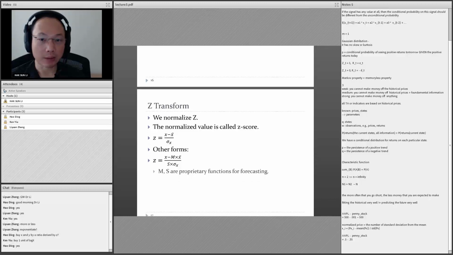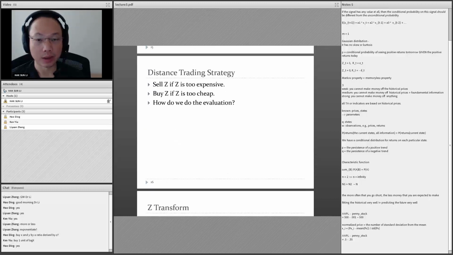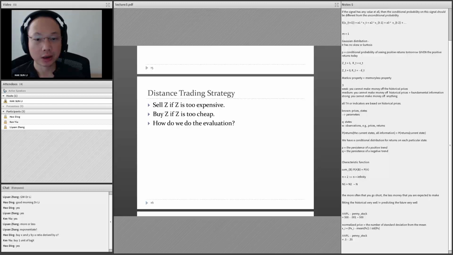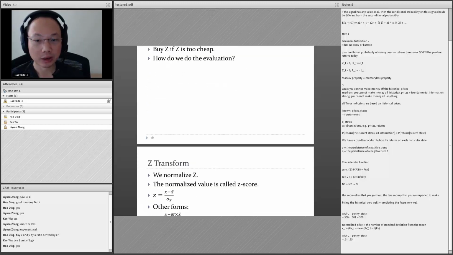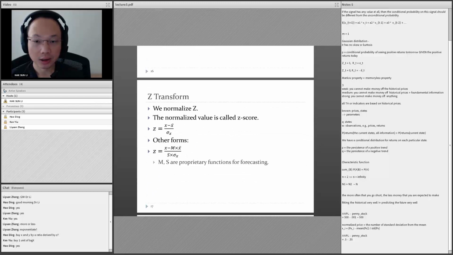So here I talk about when Z goes above 2 standard deviations, we sell. When Z is below 2 standard deviations, we buy. When we talk about the price of the synthetic asset, in order to evaluate whether this is expensive or cheap, we again do a normalization of the Z price. It's called a Z score, just a fancy name for the number of standard deviations from the mean. You see, this is exactly what I got here: the current price minus the mean, divided by the standard deviation.